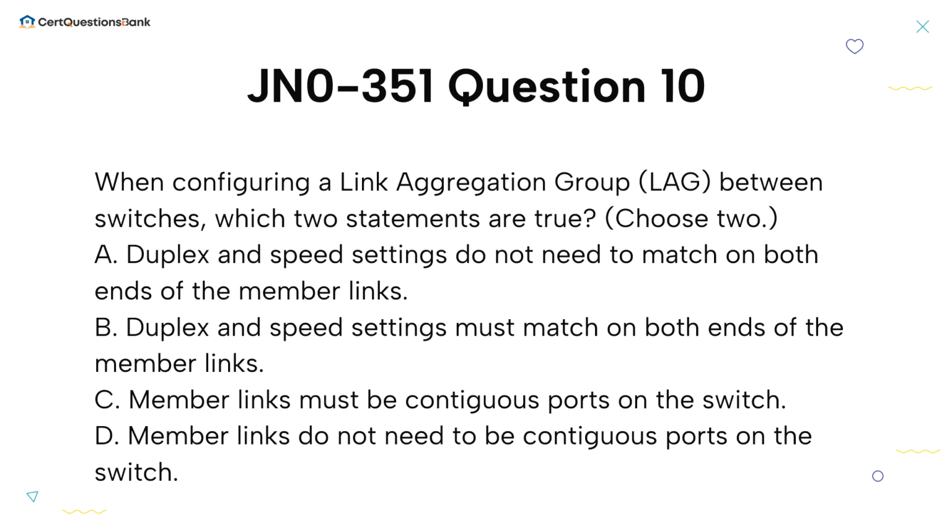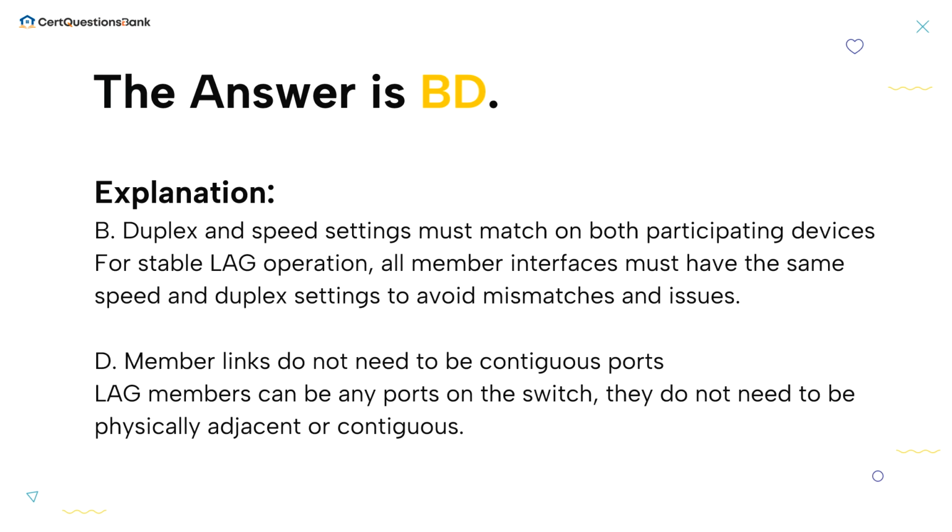When configuring a link aggregation group, LAG, between switches, which two statements are true? Choose 2. A. Duplex and speed settings do not need to match on both ends of the member links. B. Duplex and speed settings must match on both ends of the member links. C. Member links must be contiguous ports on the switch. D. Member links do not need to be contiguous ports on the switch. The answer is B and D.